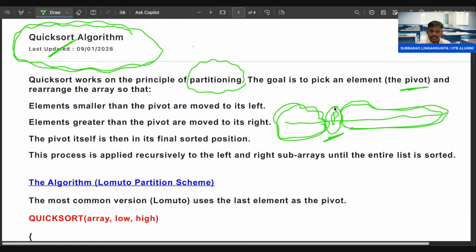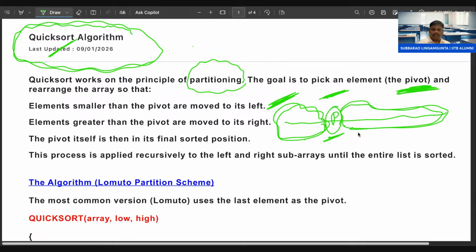Some people are asking, sir, less than the pivot goes to the left side, more than the pivot goes to the right side, that's okay, but the left and right elements are not sorted, right? The pivot is sorted. After the partition algorithm is over, the pivot is sorted. Elements less than the pivot will be on the left side; they may be sorted, they may not be sorted. Elements more than the pivot on the right-hand side may be sorted, or may not be sorted. Then how will you sort the left and right elements?